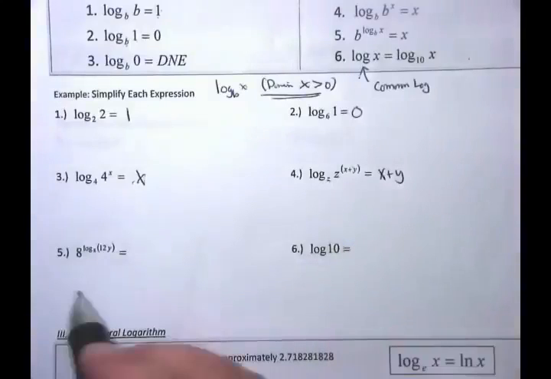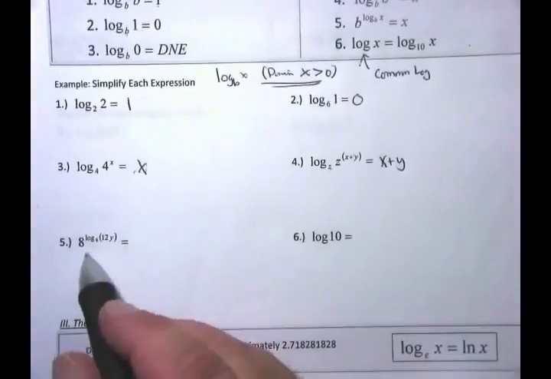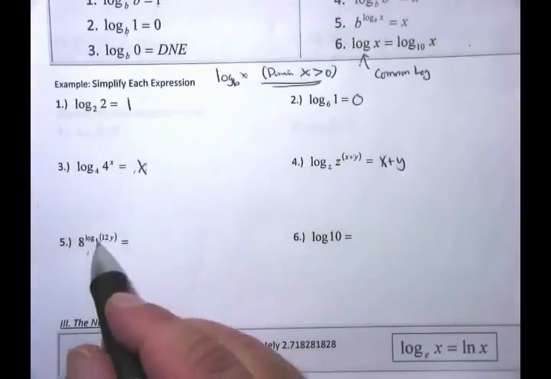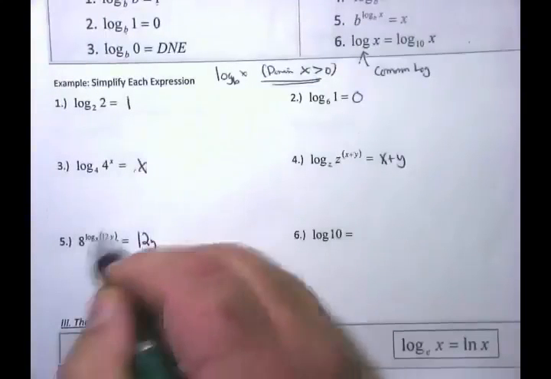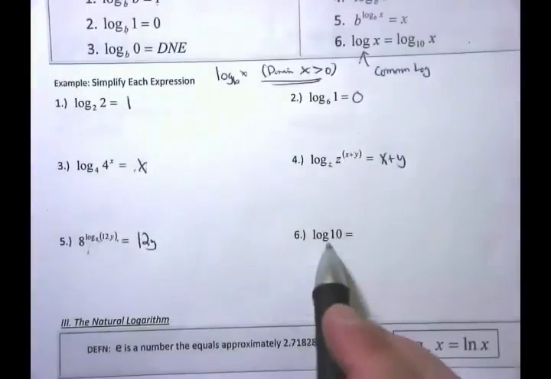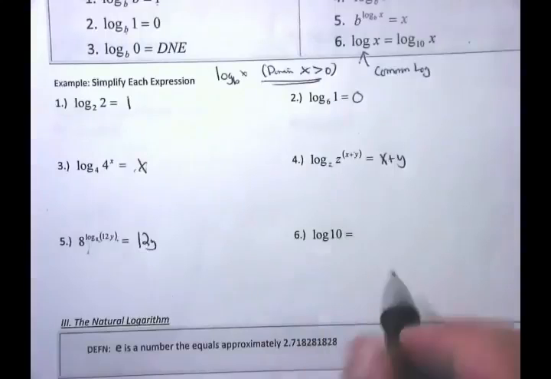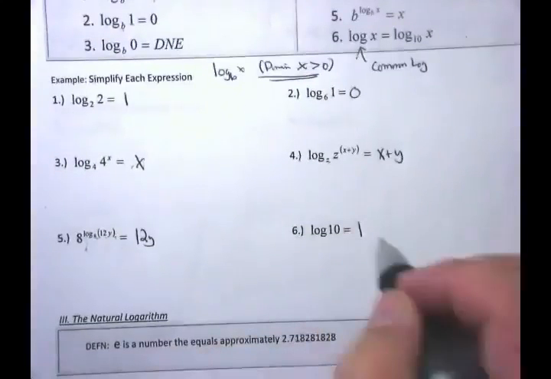Logs with the same base as the exponentials are inverses, so they cancel. You're just left with the exponent. What about this one? Log base 8 raised to the log base 8 of 12y. What are you going to get? 12y, because they cancel each other out.